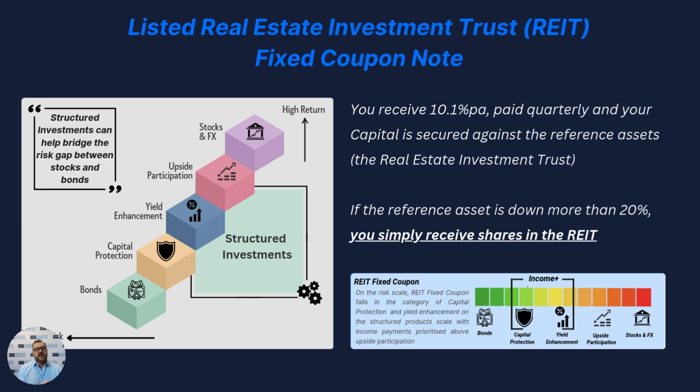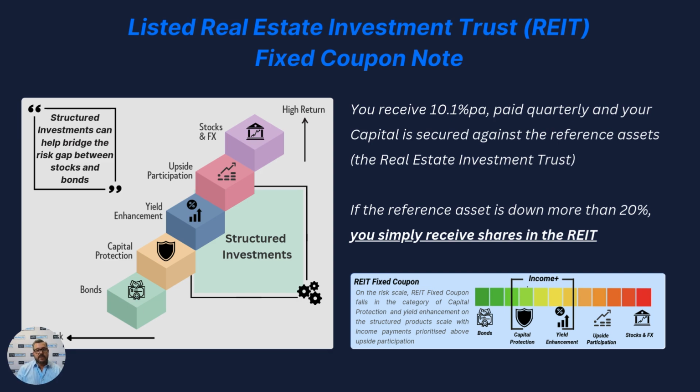Okay, so using the listed real estate investment trust, or the REIT, we're trying to achieve a fixed coupon note. Essentially, structured investments sit on the investment scale in a way that can help bridge the gap between stocks and bonds. So you've got yield enhancement and capital protection, with very limited upside participation. The objective is to receive the yield, not necessarily participate in the upside, and take on a very limited amount of risk to the downside.